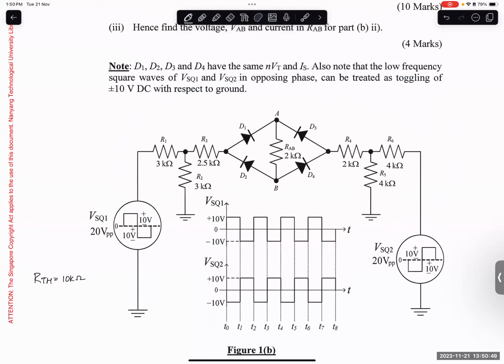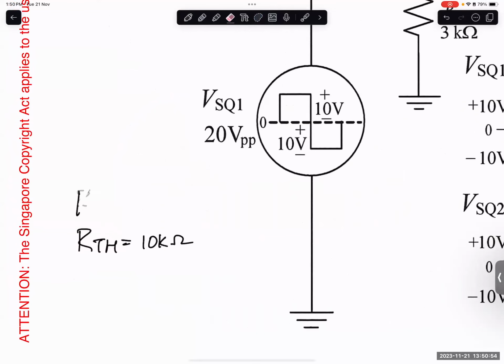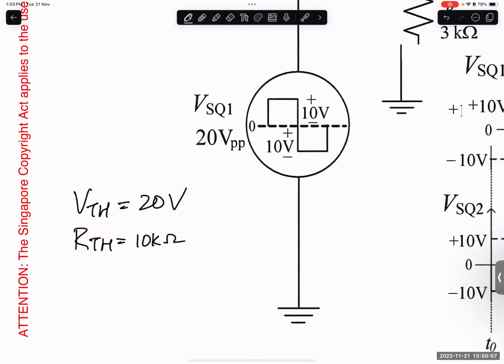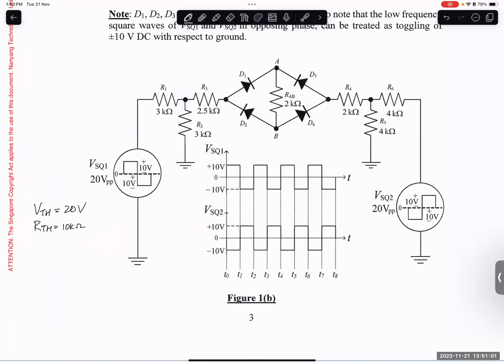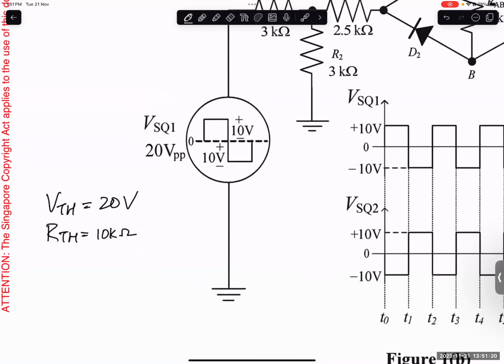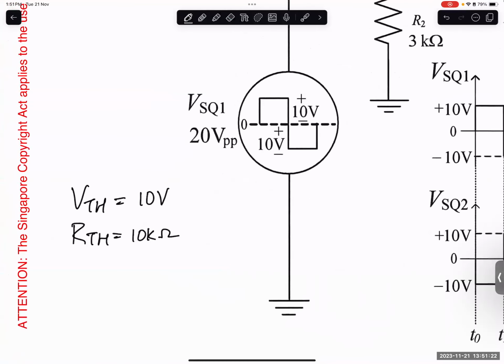Actually, it's just 20 volts, so actually no need to worry. So VTH, 20 volts. So how do we get VTH? Is it 20 volt? There's current going through, actually. Oh, VTH is not 20 volt, it's 10 volts only. It's 10 volts. Okay, so why is it 10 volt?